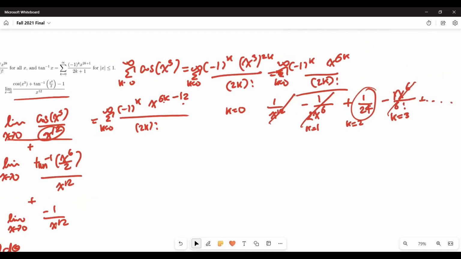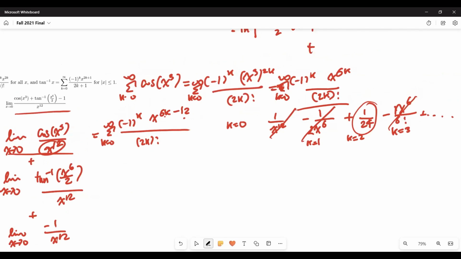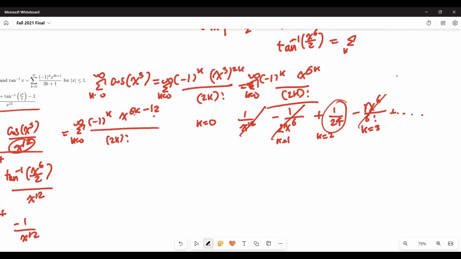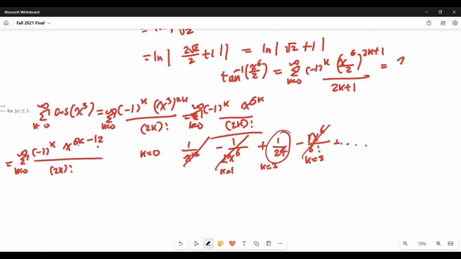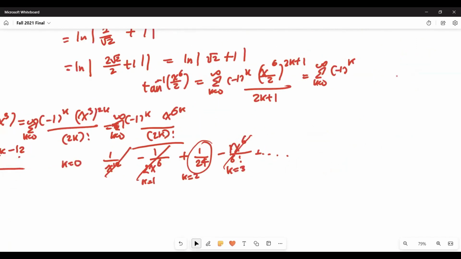And then let's evaluate the tangent inverse. Okay, tangent inverse of x to the 6 over 2. Tangent inverse of x to the 6 over 2 is the same as plugging in x to the 6 over 2 into the x. Negative 1 to the k, x to the 6 over 2 to the 2k plus 1, over 2k plus 1. And then this is the same as k equals 0 to infinity, negative 1 to the k, and x to the 12k plus 6, over 2 to the 2k plus 1, over the entire thing, over 2k plus 1. So I'm going to just multiply this, because this entire thing is the denominator, and you're dividing by 1 over 2k plus 1, so this is going to be 2k plus 1 down there.